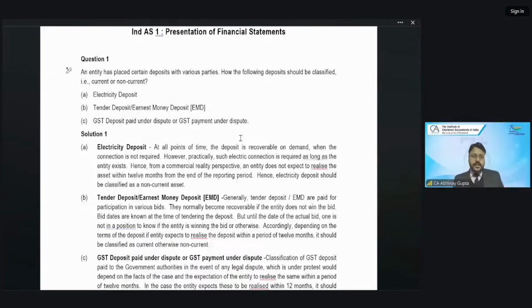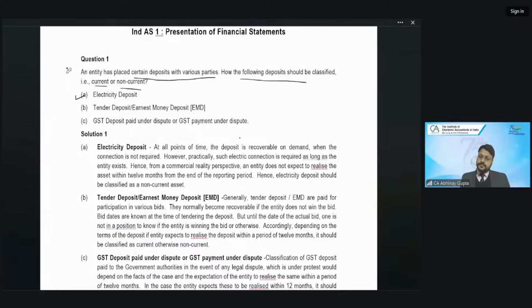So this is the first one. An entity has placed certain deposits with various parties. How should the following deposits be classified, current or non-current? Electricity deposit. What do you believe? What to do with the electricity deposit? Electricity, we will classify as non-current.